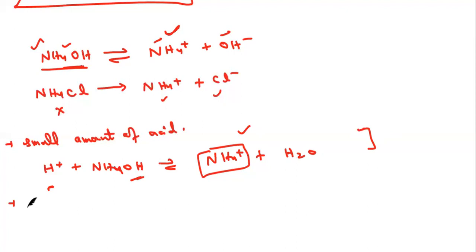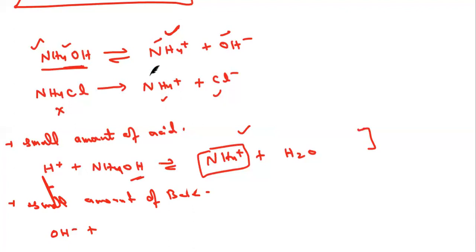Now what do we have to add in this solution? Upon addition of a small amount of base. We have already checked with the acid, and now you have to check with the help of a base. So when you add a small amount of base, let's take OH, because a base will give you the OH minus ion. Now in your solution all these things are present, right?